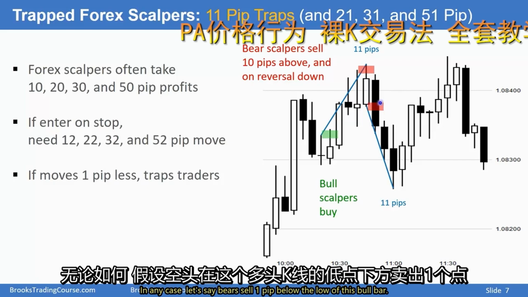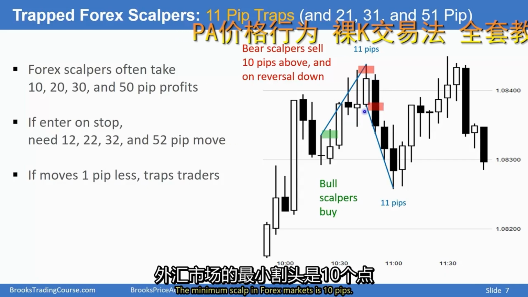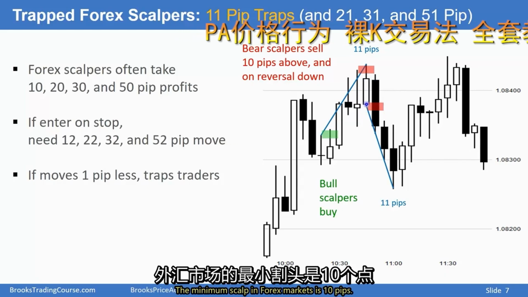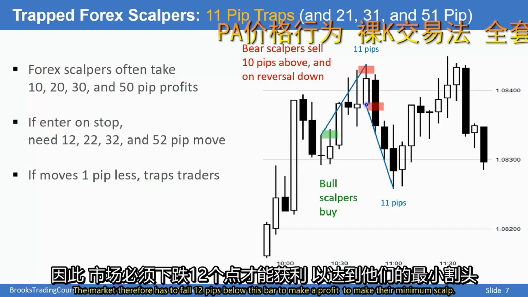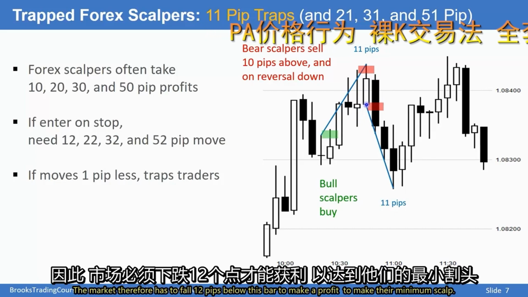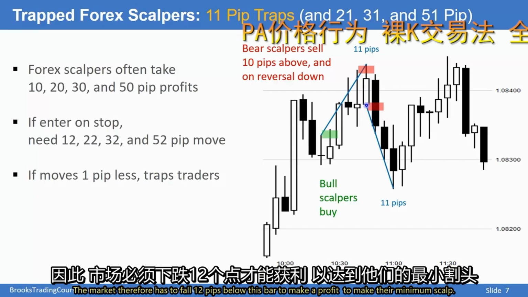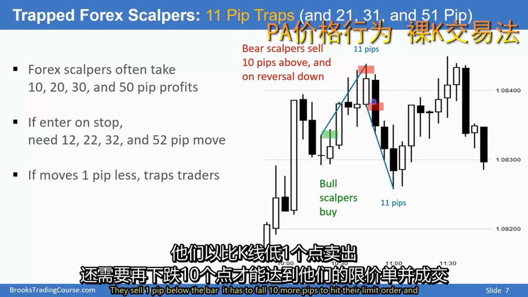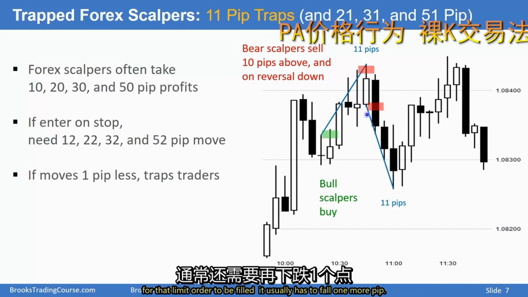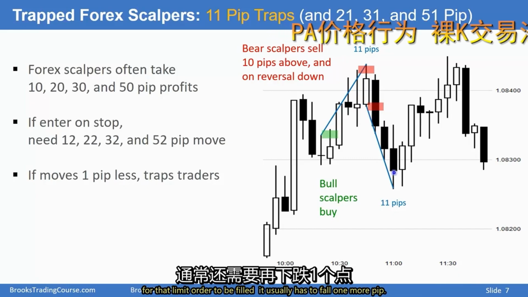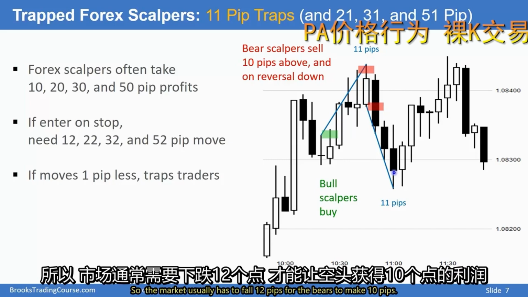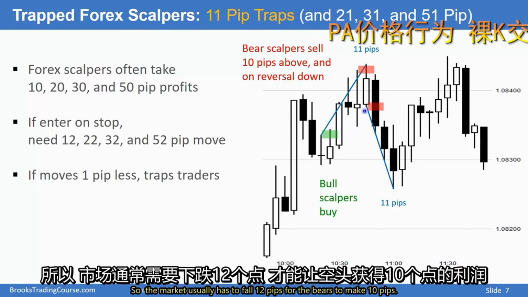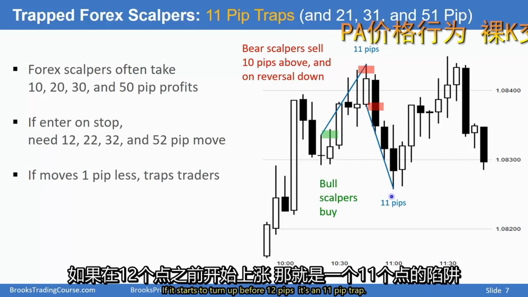In any case, let's say bears sell 1 pip below the low of this bull bar. The minimum scalp in Forex markets is 10 pips. The market therefore has to fall 12 pips below this bar to make their minimum scalp. They sell 1 pip below the bar. It has to fall 10 more pips to hit their limit order. And for that limit order to be filled, it usually has to fall 1 more pip. So the market usually has to fall 12 pips for the bears to make 10 pips.